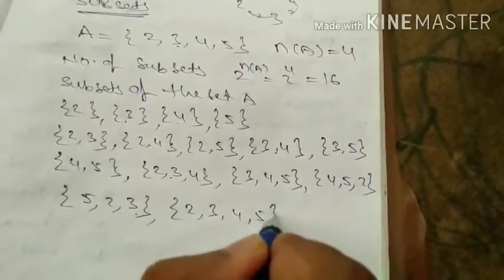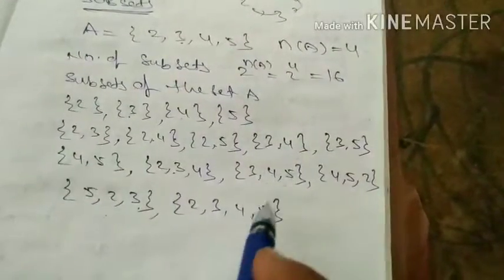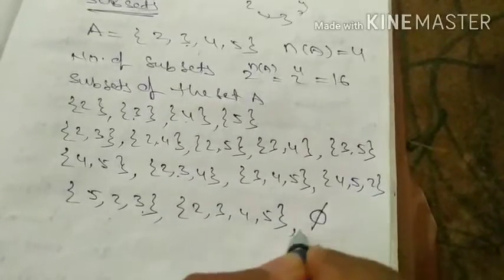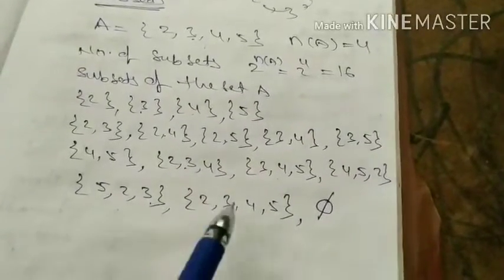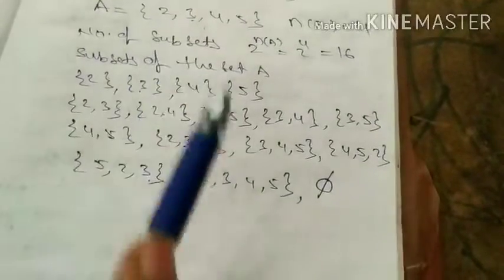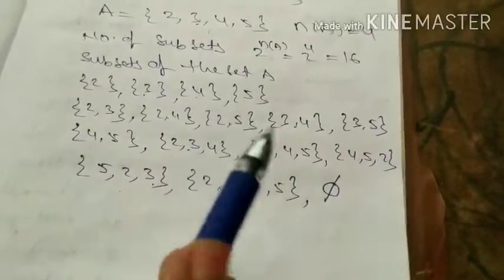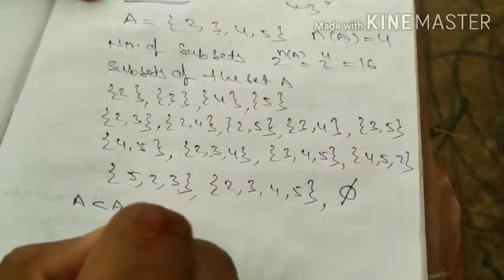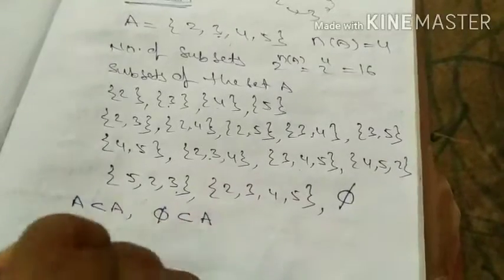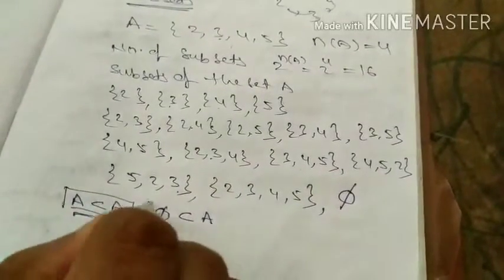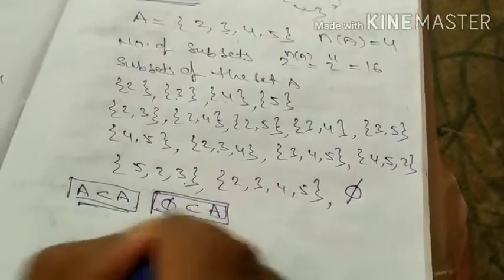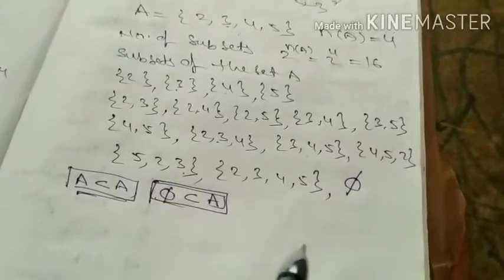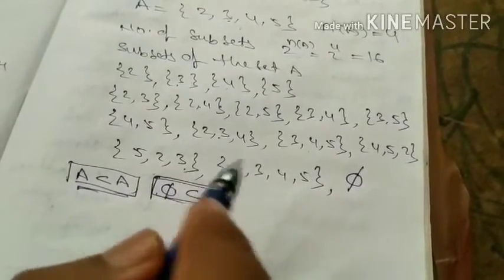2, 3, 4, 5. Every set is a subset of itself. And one more: the empty set is a subset of every set. Two points. Every set is a subset of itself, and the empty set is a subset of all sets. A is a subset of A, B is a subset of B. So the empty set, phi, is a subset of A. Remember these two: every set is a subset of itself, and the empty set, meaning the null set, is a subset of every set.